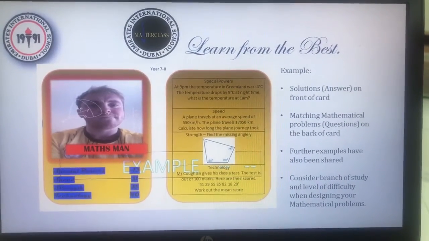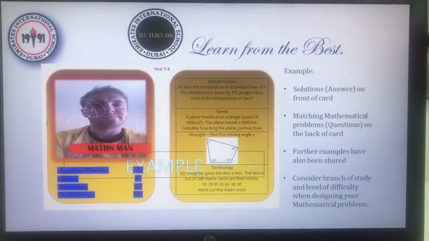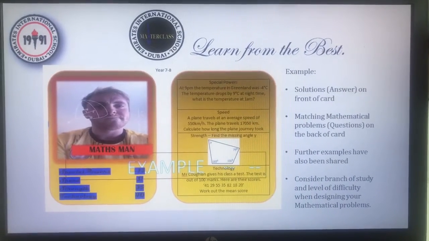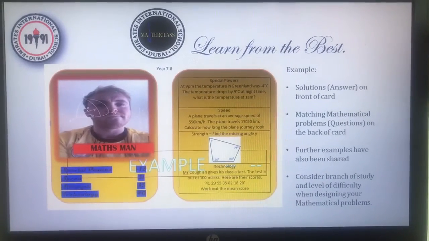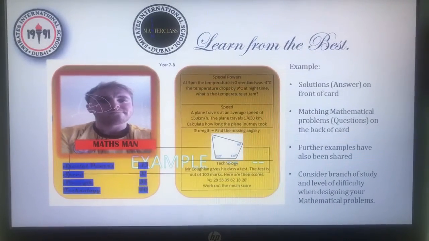So there is one for speed that works out to 31. There is one for strength where the angle of y equals 35, and for technology the answer of the mean score is 40.